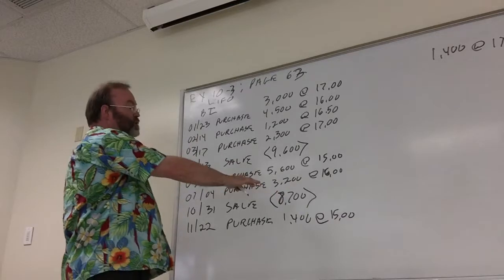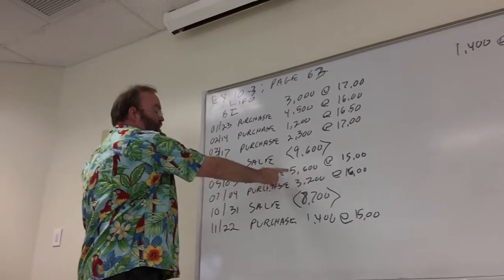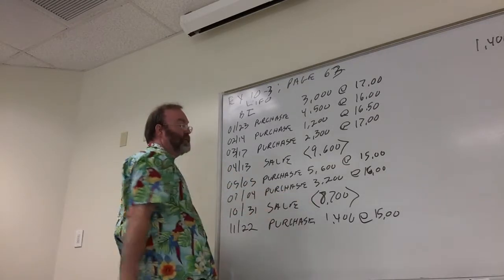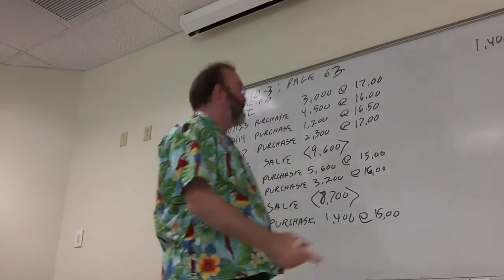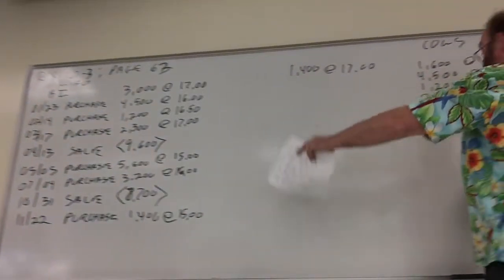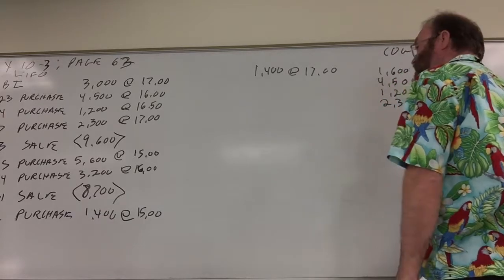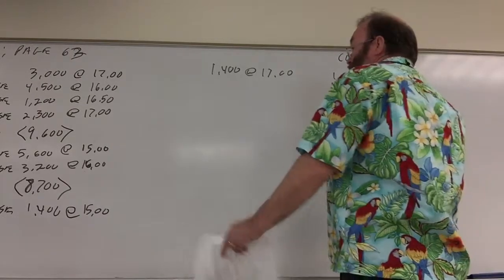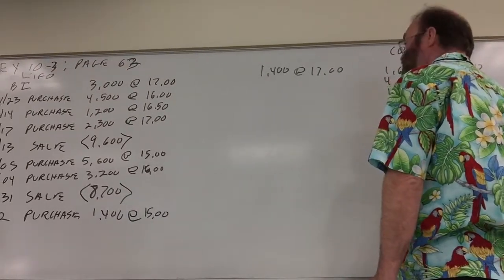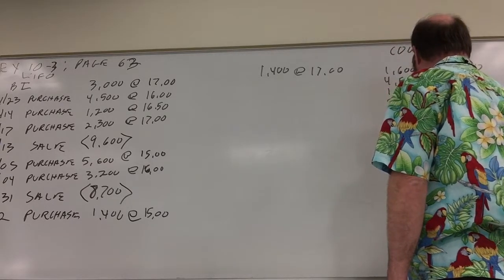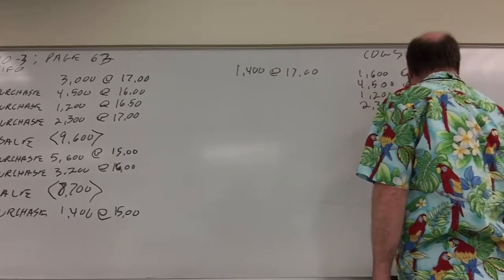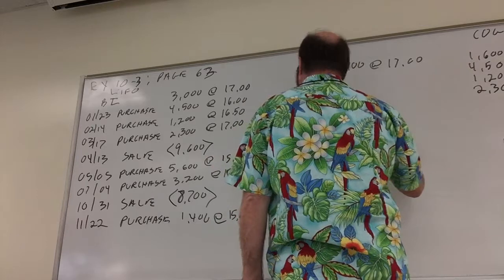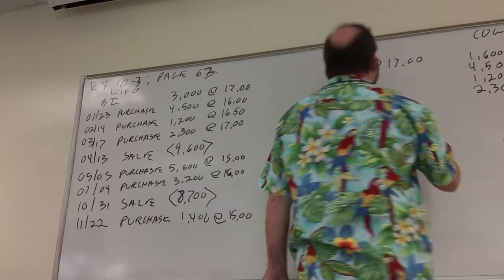Then we're going to make the two purchases of 5,600 and 3,200. So when we sell this 8,700, we're going to sell all 3,200 at 16. And we're going to sell all but 100, 5,500 at 15, leaving us with 100 units at 15 in ending inventory.